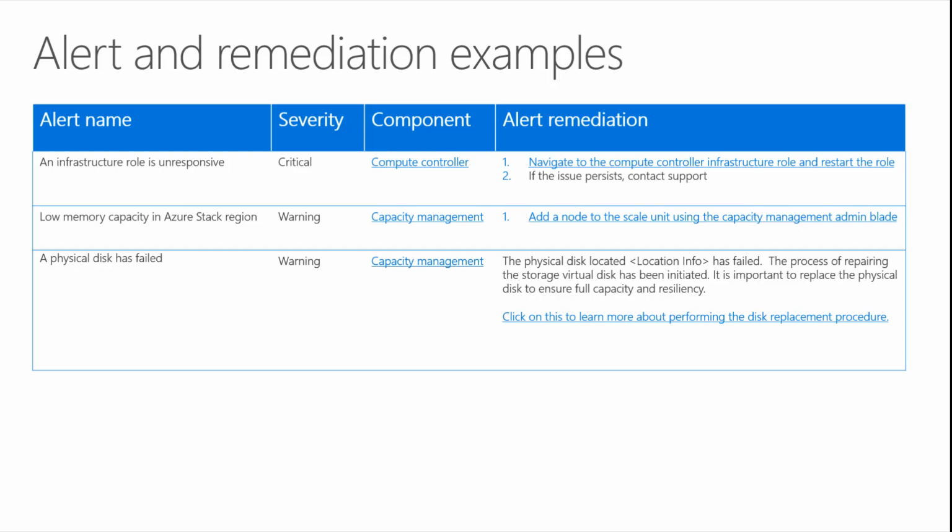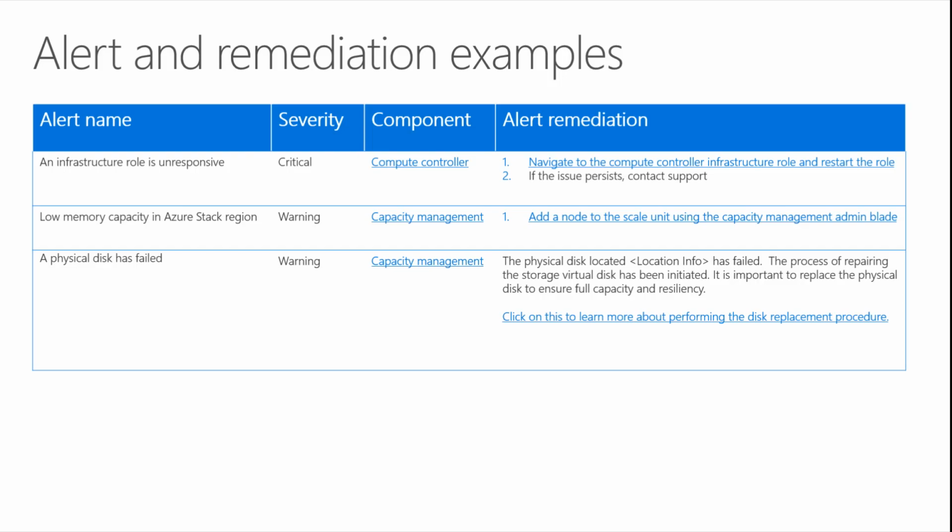And one of the best ways to do that is you just go to your Azure portal with an account that's tied and connected to Azure Stack, and then you can enter that information. And we have another session where we walk through that process. Low memory capacity in Azure Stack region. So again, for capacity management, it gives a description to add a node to the scale unit using the capacity management admin blade. And that process is documented in our Azure Stack operator documentation.